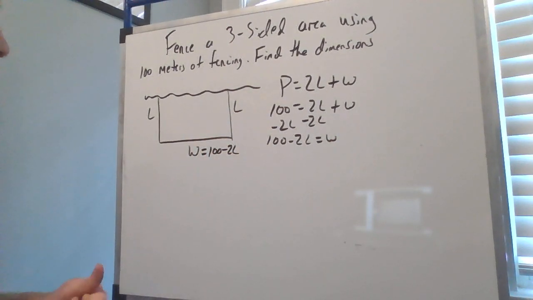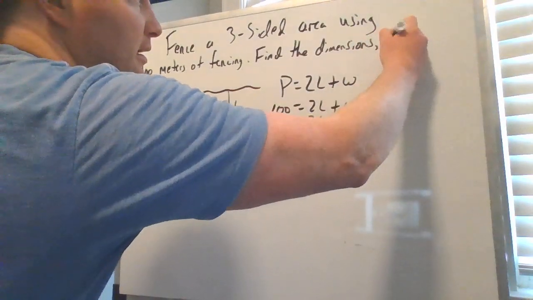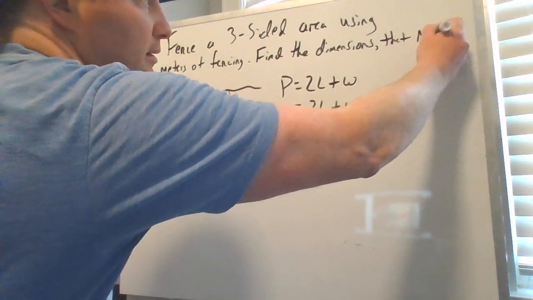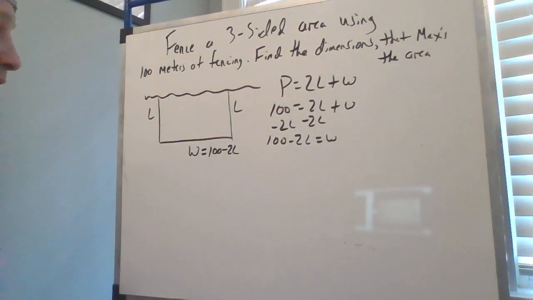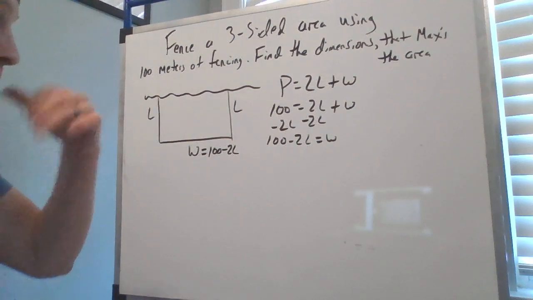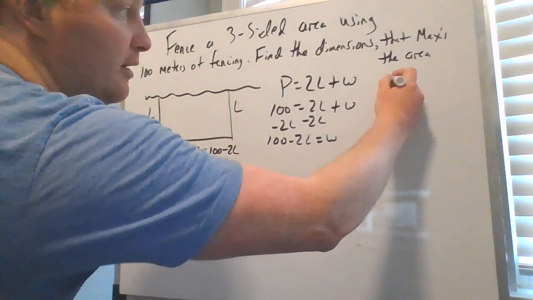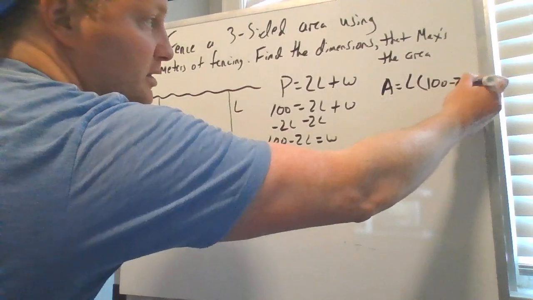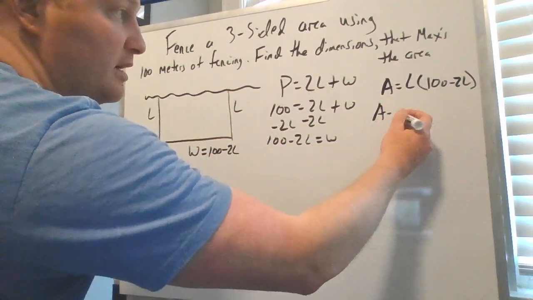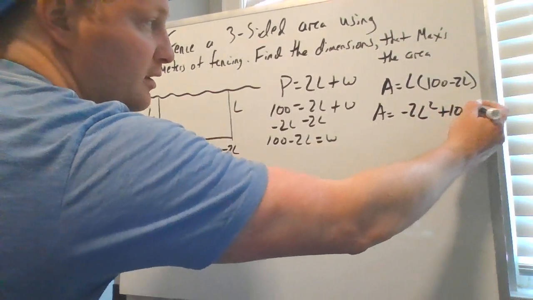Now, I want to find the dimensions using area. Find the dimensions that maximize the area. That's what I should have said originally. My apologies. Now that I'm looking at a maximum, I'm trying to find the vertex of this quadratic parabola. I also know my area is going to be length times 100 minus 2L. So my area can be expressed as negative 2L squared plus 100L.